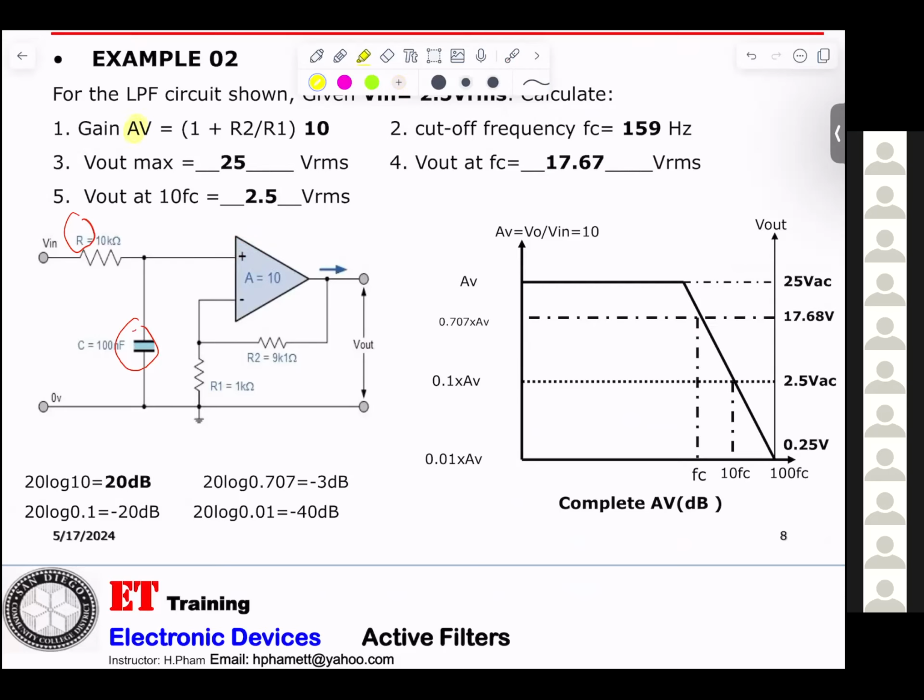And the non-inverting gain, okay, then you can say gain will be equal to 1 plus R2 over R1. That is the gain of the non-inverting amplifier. If you do the calculation, the answer will be 10. And now they want the cutoff frequency. Okay, cutoff frequency, we already did it. FC equals 1 over 2 pi RC.